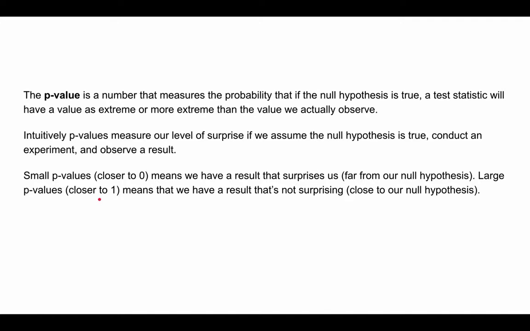Why are we looking at values that are close to 1 and closer to 0? Well, probabilities are always between 0 and 1. So a p-value is a probability, so it's something between 0 and 1.